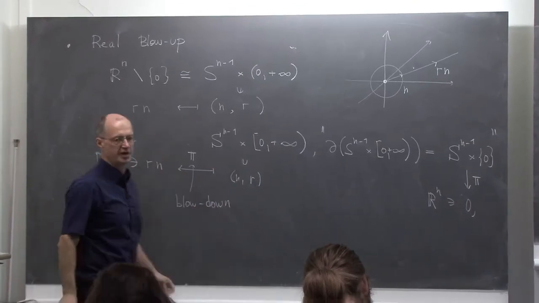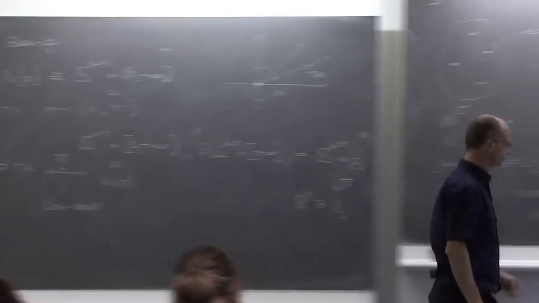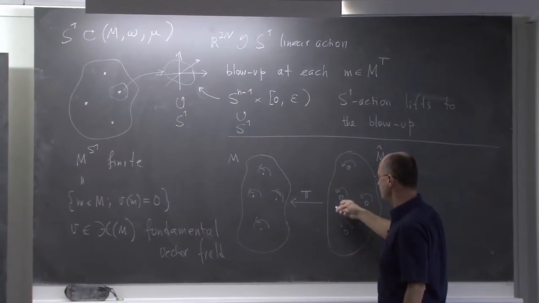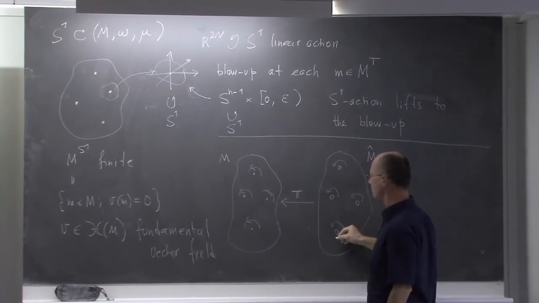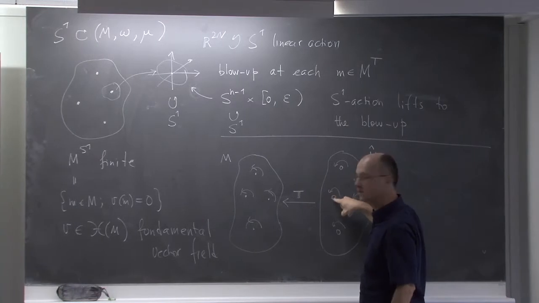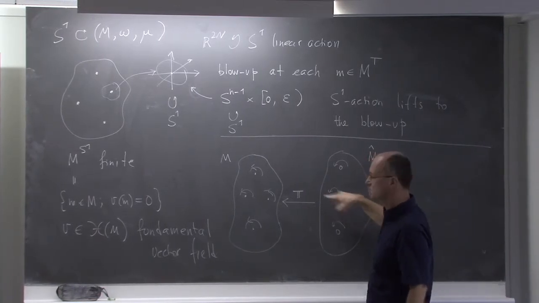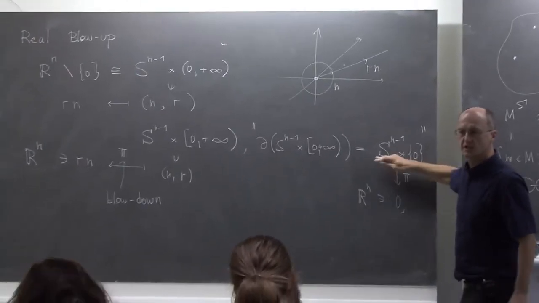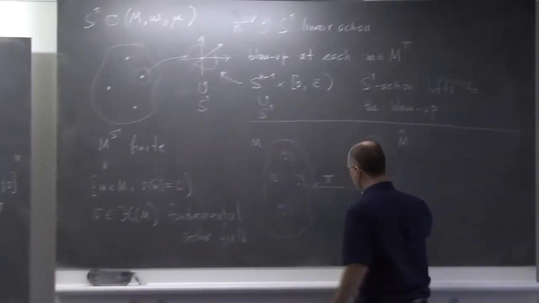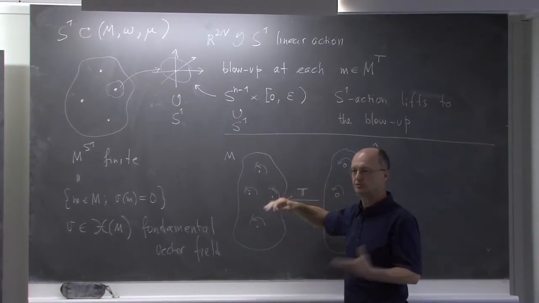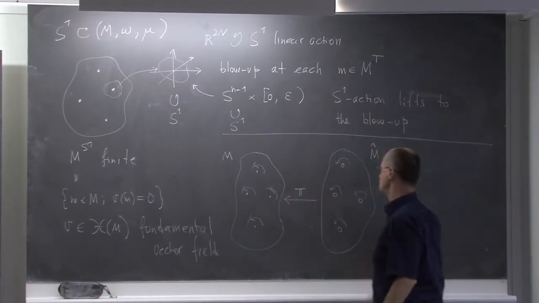So the blow down map pi is identity outside those boundary components. And each boundary component here, which we know is a sphere S^{n-1}, is mapped back to the fixed point from which we built this blow up.